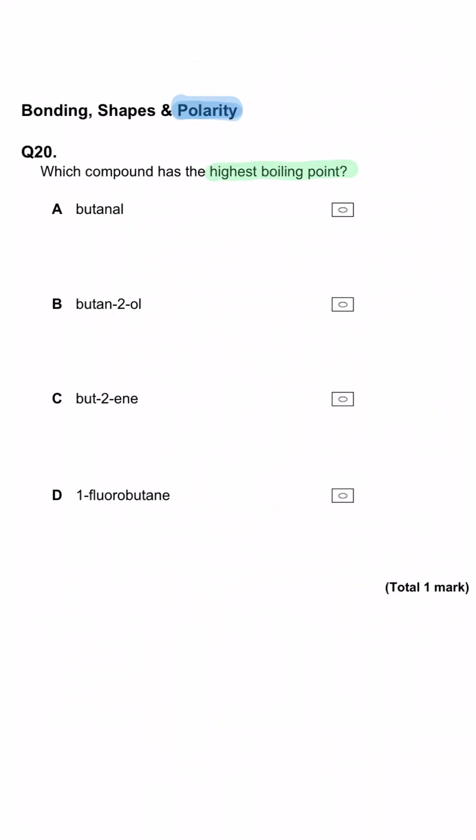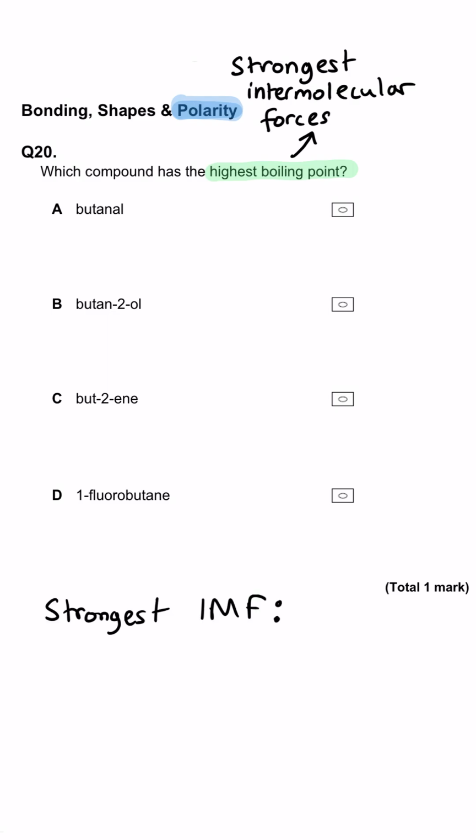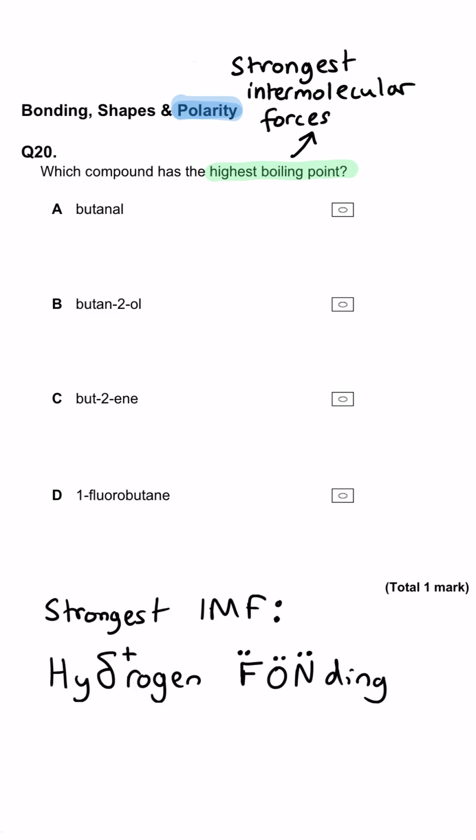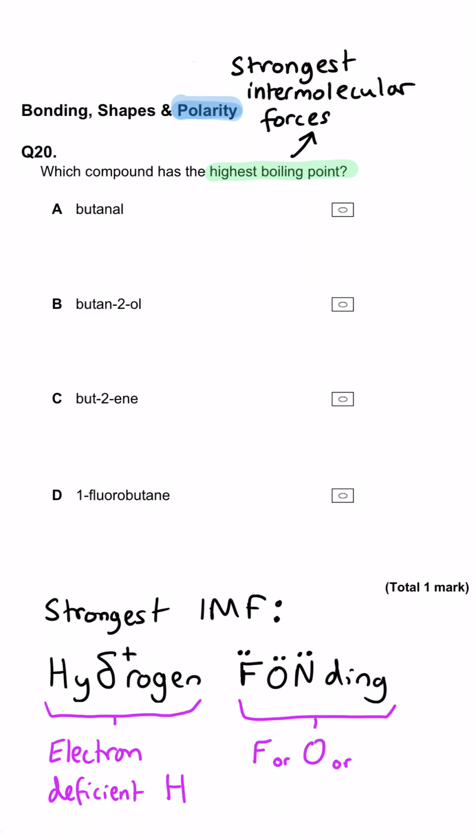Which compound has the highest boiling point? Well, the one with the highest boiling point is going to be the one where there is the strongest type of intermolecular force between the molecules, and that strongest force is hydrogen bonding. So really, this is a search for whether there is hydrogen bonding in the molecule. To have hydrogen bonding, you need an electron-deficient hydrogen, and you need a fluorine or oxygen or nitrogen that has got a lone pair that can form that hydrogen bond to the electron-deficient hydrogen.